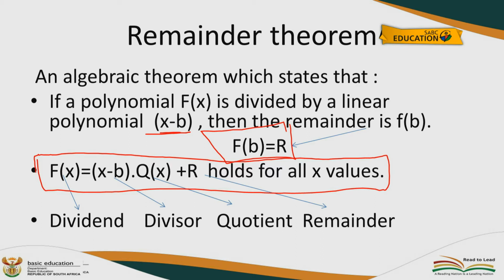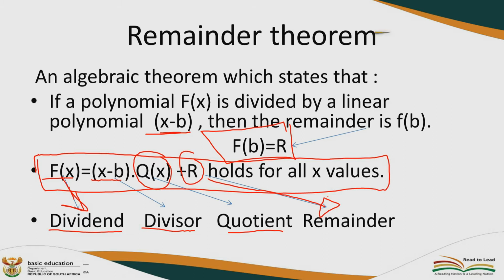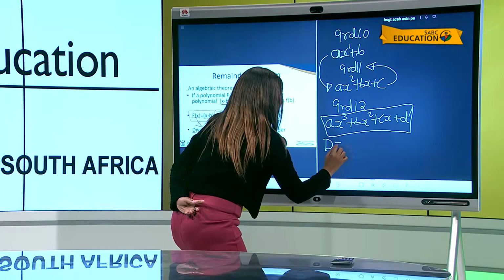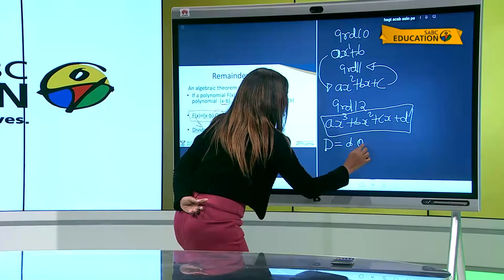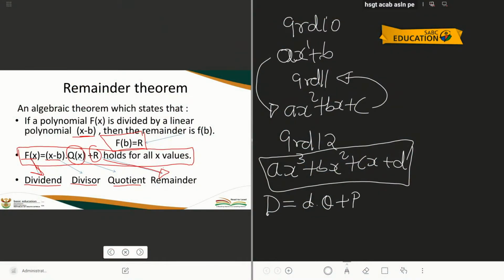So what does this f at x stand for? This f at x is meant for our dividend. We call this f at x our dividend, and then this x minus b our divisor, and then this q at x is our quotient, and then this r is for our remainder. So in simple terms, we say the dividend must be equal to your divisor multiplied by your quotient plus the remainder.